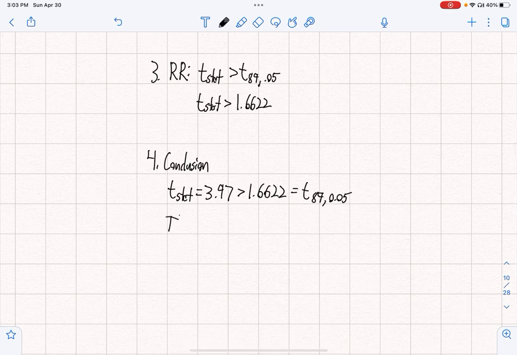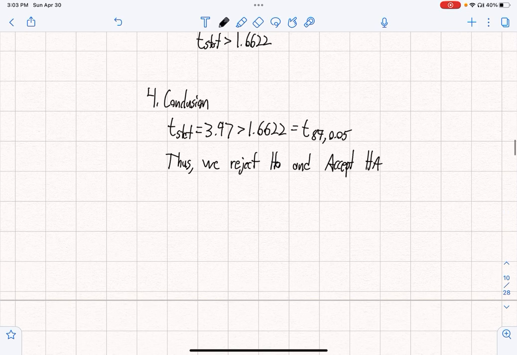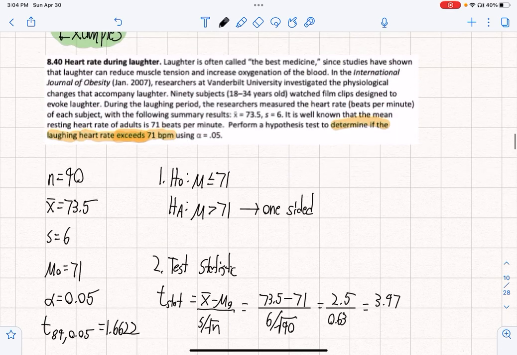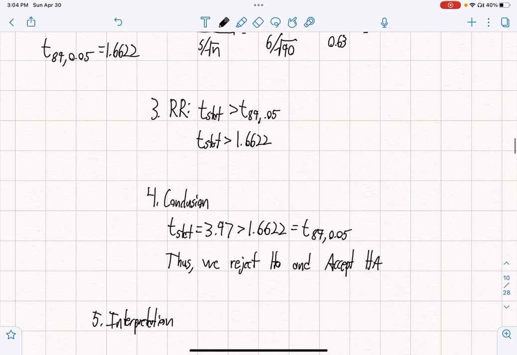So thus, we reject H naught and accept HA. And then finally, the interpretation. So we're going to restate the conclusion within the context of the problem. So what was this problem? We were seeing whether the laughing heart rate exceeds the resting heart rate of 71 beats per minute.